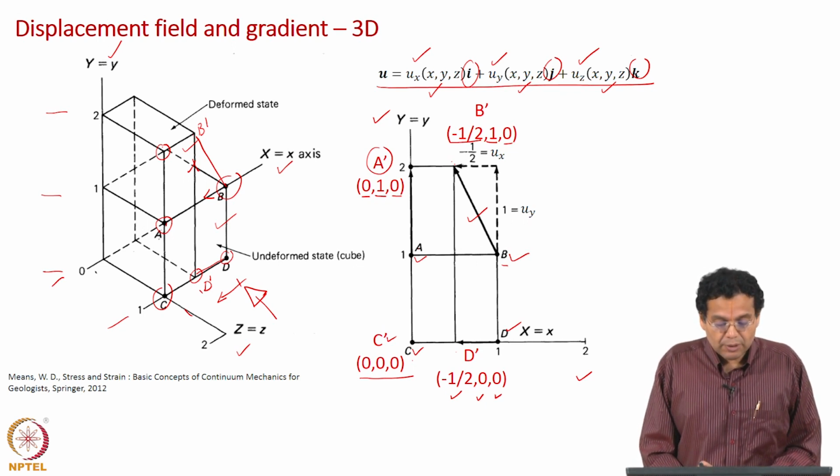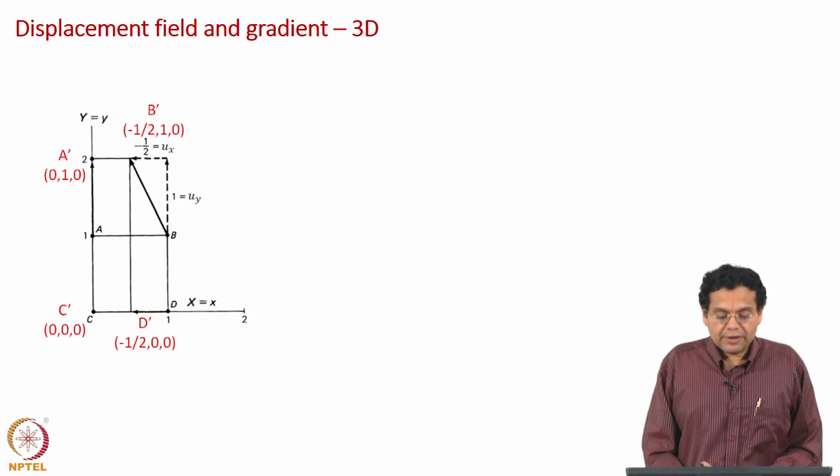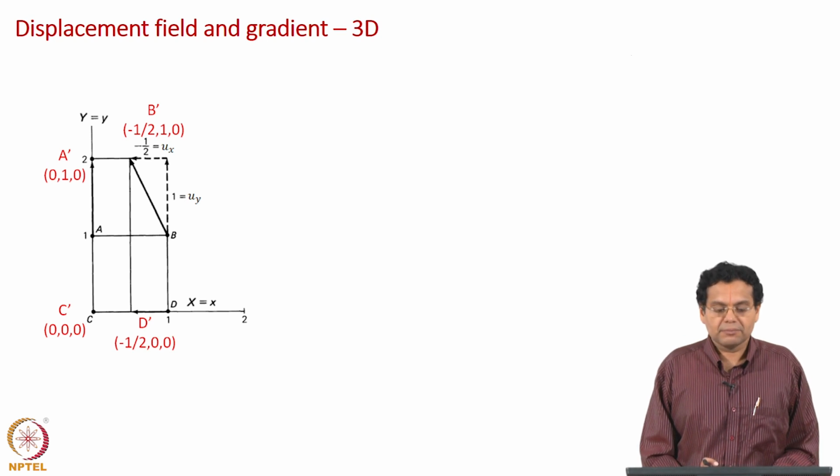Okay, now we will have to find out the displacement gradient. So, how many entries do we expect? 9 entries we expect. Okay.